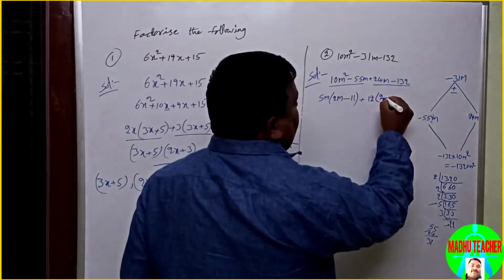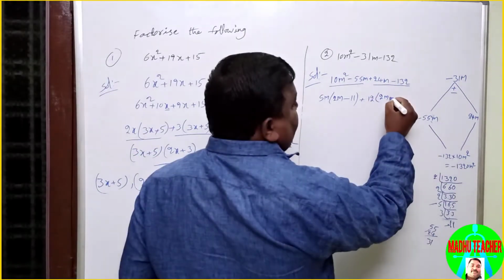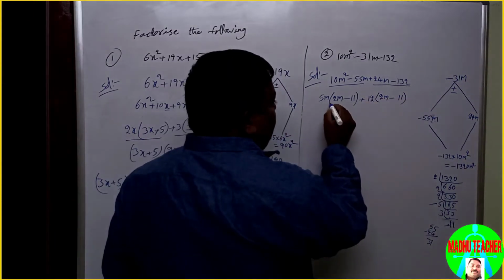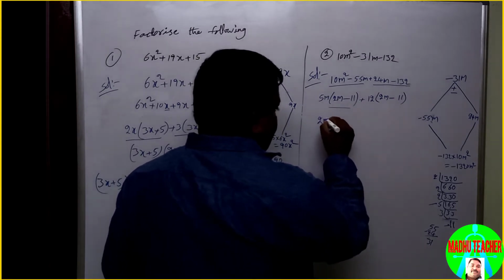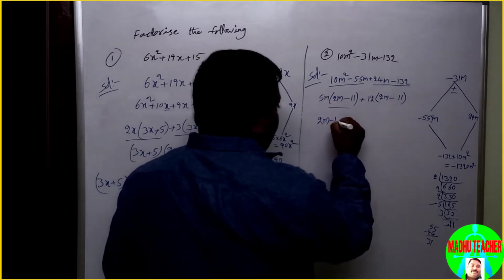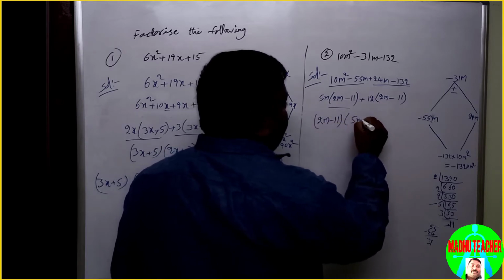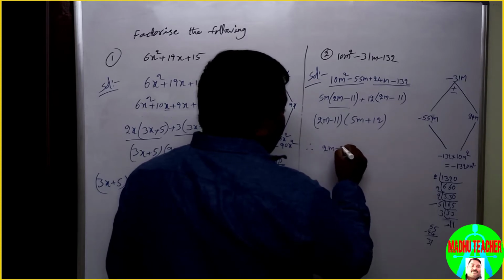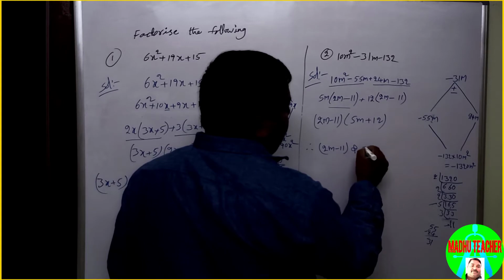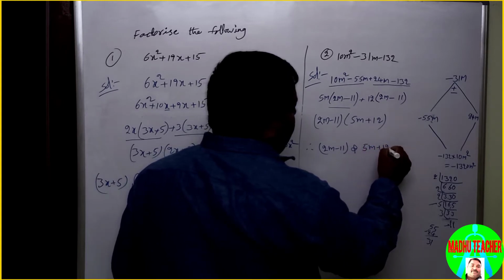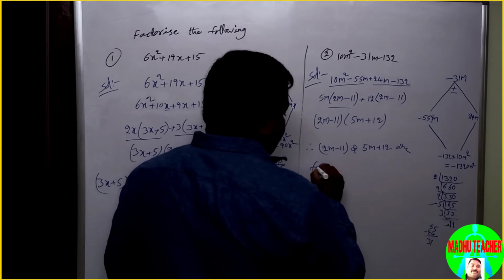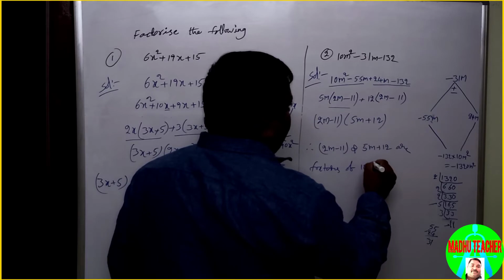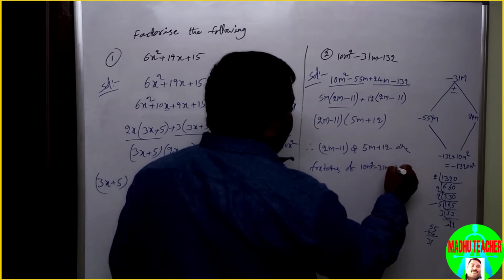12 2s are 24m. Minus 12 into 11 is 132. From these two we can take 2m minus 11 as common, remaining is 5m plus 12. Therefore 2m minus 11 and 5m plus 12 are factors of 10m square minus 31m minus 132.